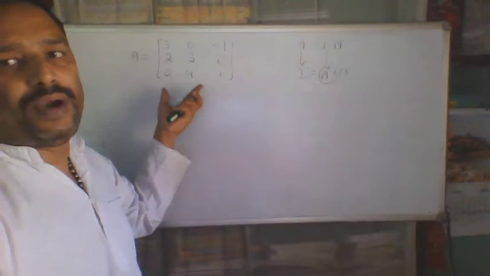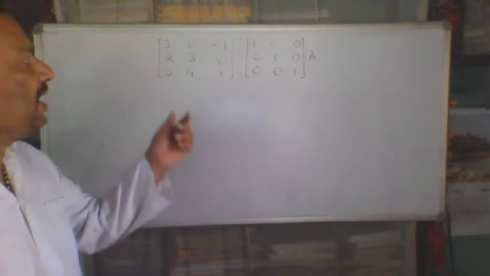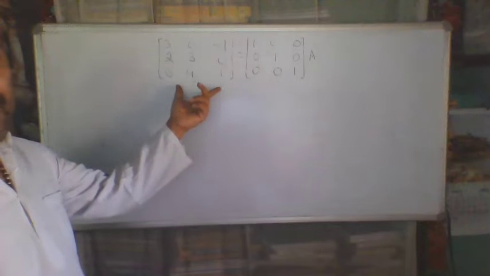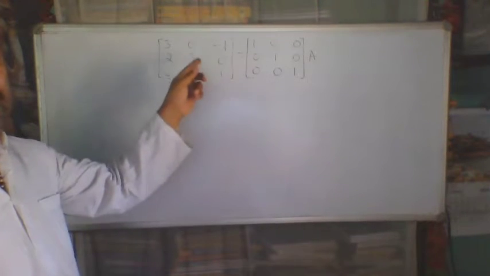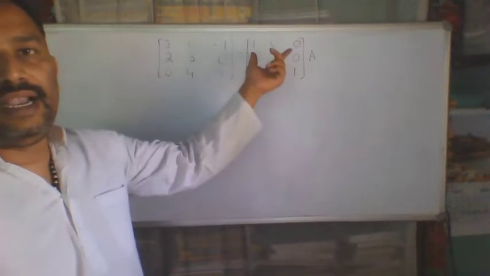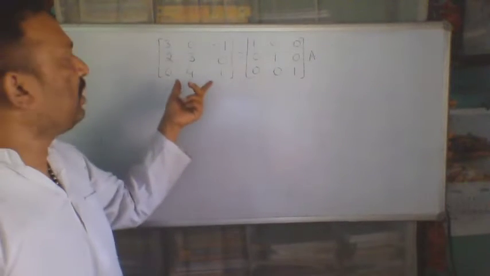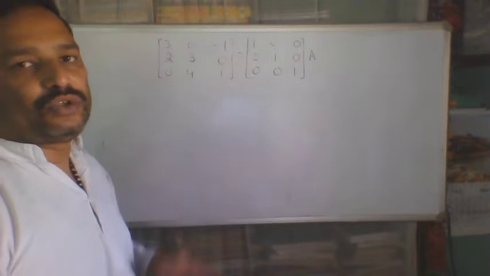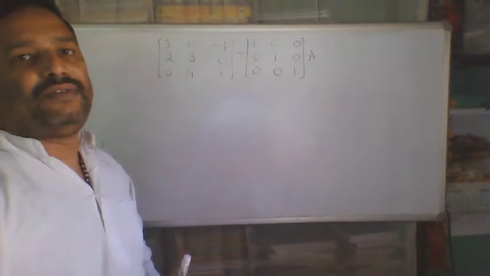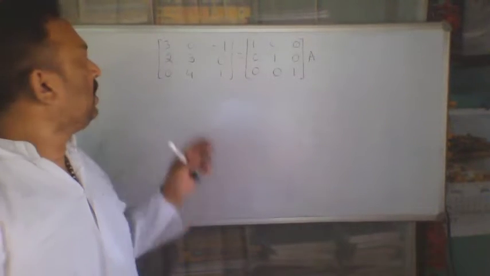Let us write it properly. Let us write the given matrix A in terms of matrix, I in terms of matrix, and let us write A as it is. Now our motive is to convert this matrix into an identity matrix. We will convert this in three steps.